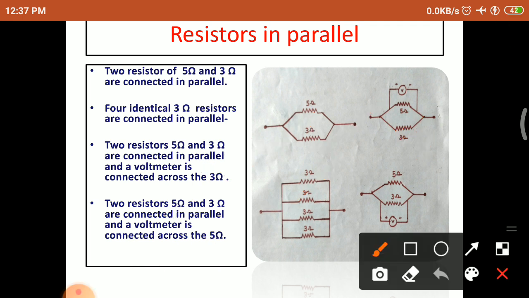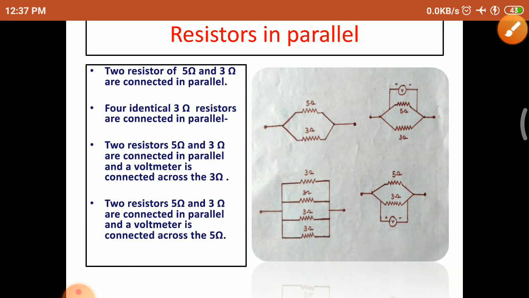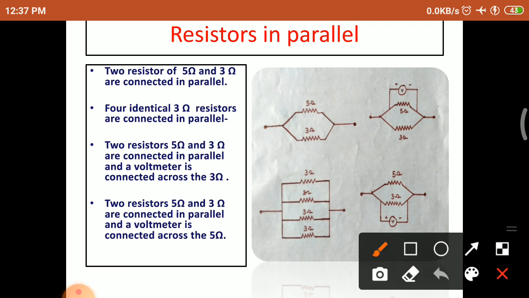Two resistors of 5 ohm and 3 ohm are connected in parallel. See here, 5 ohm and 3 ohm are connected between 2 points. That means they are in parallel combination. The next one: 4 identical 3 ohm resistors are connected in parallel. See here, there are 4 resistors of 3 ohm. They are connected between 2 points. That means they are connected in parallel.